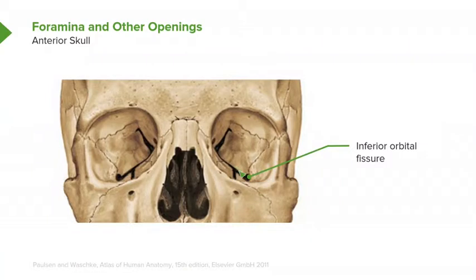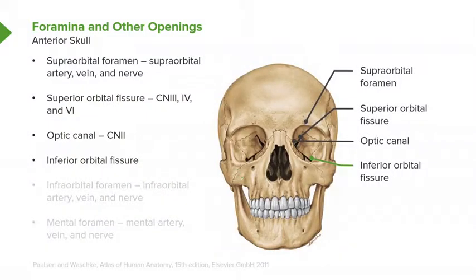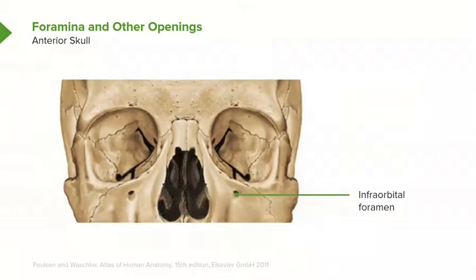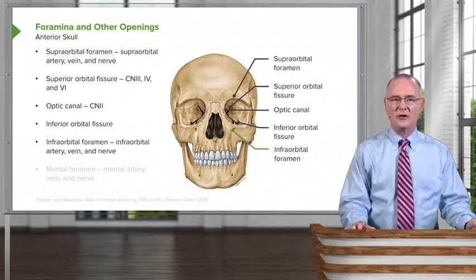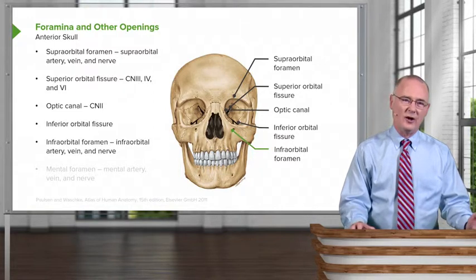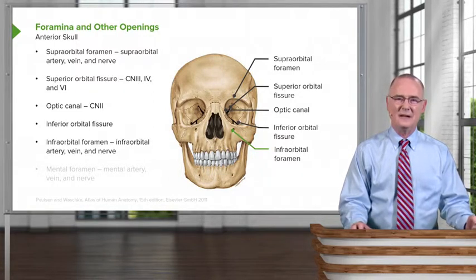Here we see something that we did not really identify in the middle fossa. We're looking at the inferior orbital fissure. And this does not transmit structures of interest. Lying below the orbit, we have an infraorbital foramen. This will transmit the infraorbital neurovasculature. So the infraorbital artery, vein, and nerve will be transmitted through this foramen.